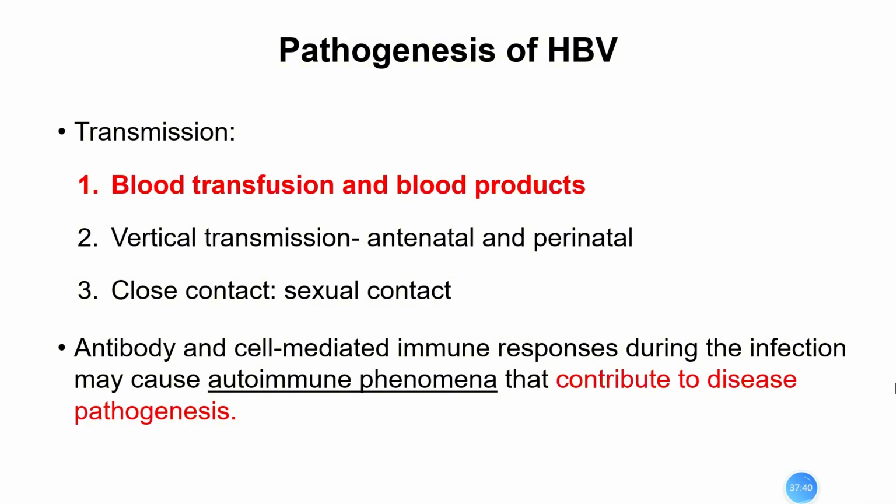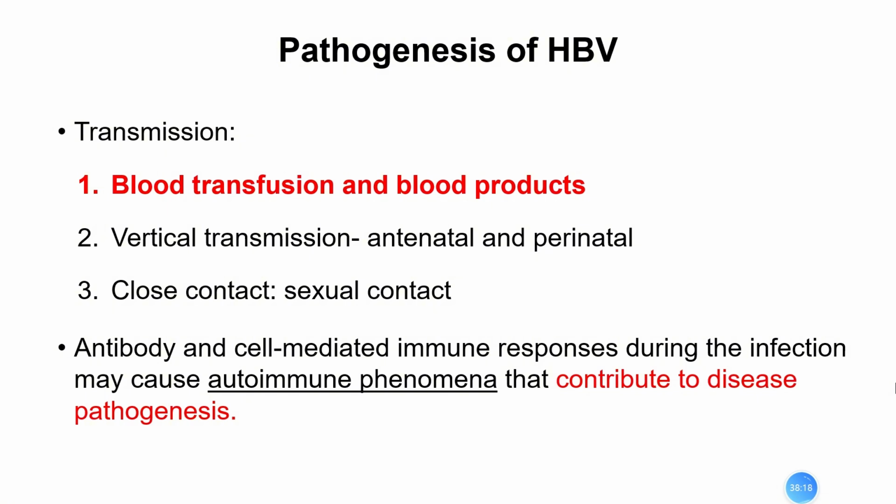The second type is the vertical transmission from the positive mom to her newborn baby. Previously, we didn't have any method to prevent such transmission. But nowadays, we can utilize passive immunization. After the baby is born, we just administer some antibody to the newborn baby. And that is very effective to prevent the vertical transmission.